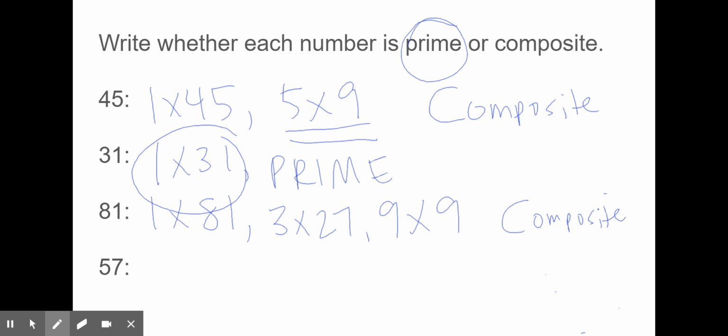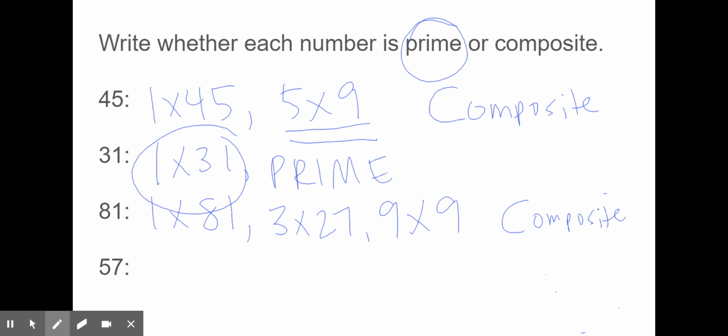All right, looking at 57. Some student last year thought, oh, well, you know what, Mr. Martins, I figured something out. If it's an odd number, then it's prime. What are you talking about? If it's an odd number, it's prime. 45 is an odd number. 45 is not prime. Please don't make up silly things. Let's stick with rules that work.